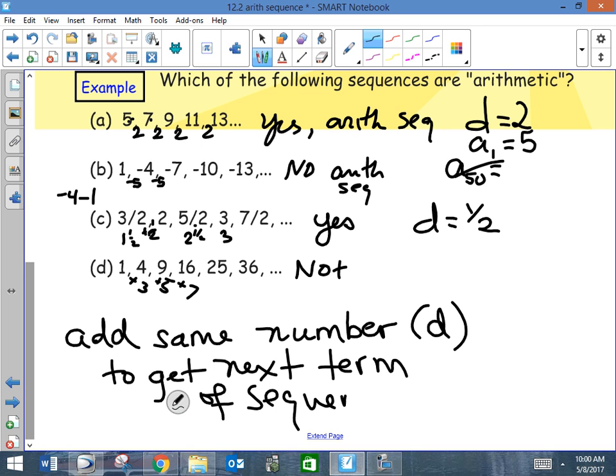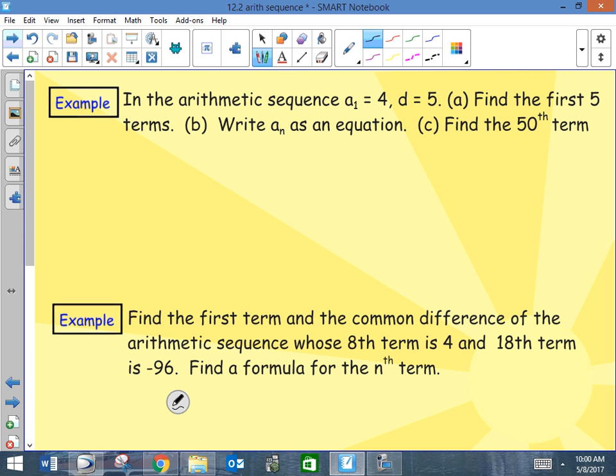Okay? If it's a different number, even though it has a pattern, it's still not an arithmetic sequence. It may not even be a geometric sequence. We'll figure that out today. So that's the first piece, is figuring out, is it an arithmetic sequence? If it is, okay, so they're going to tell you it is sometimes. They're going to give you some information.